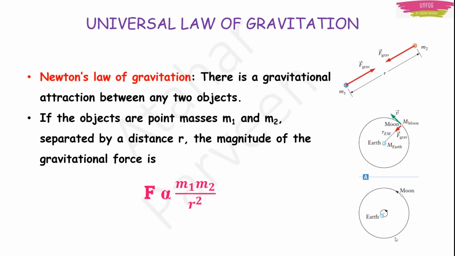This law is known as the universal law of gravitation because it is applicable to everything in this universe, from two point masses to celestial bodies like planets and satellites also. So this is known as the universal law of gravitation.